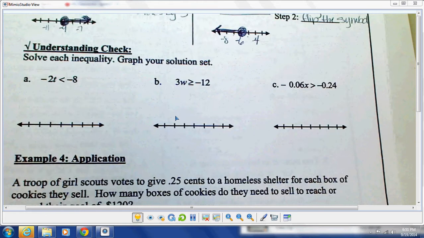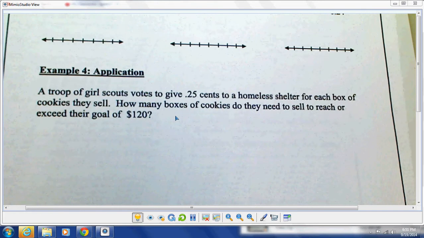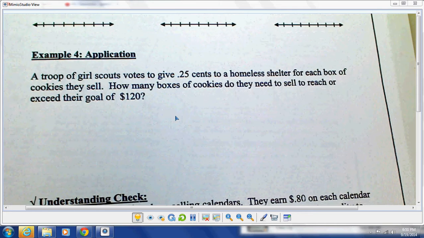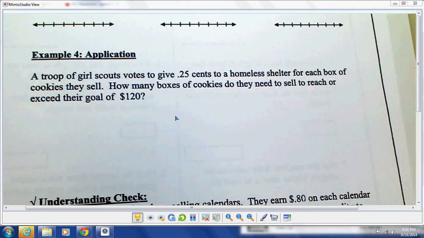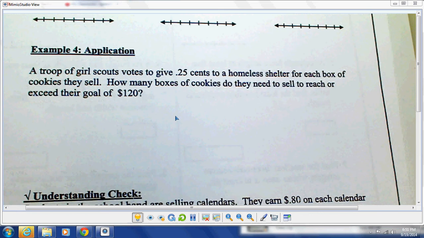Okay, we got an application problem. Remember, application means word problem. And in word problems, we always do what first? Y'all are catching on. That's right, we cube. So therefore, I want to break this problem down. I'm going to read part by part, and I'm going to cube as I go along. So it first says, a troop of Girl Scouts votes to give 25 cents to a homeless shelter.